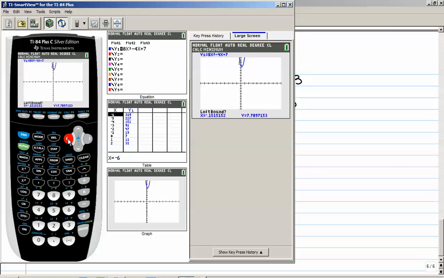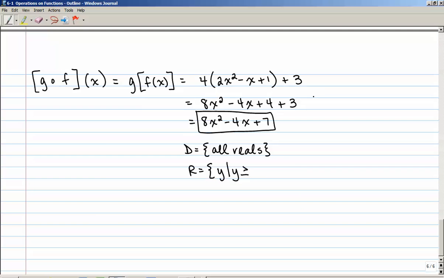I'm going to move just a little bit that way, so I need to be a little to the left of the minimum. Hit enter. I'm going to move over here, get a little bit to the right of the minimum, hit enter. So it's going to be looking for the coordinates of the minimum value between those 2 points. Hit enter, and it tells me that my minimum y value is 6.5. So y has to be greater than or equal to 6.5.